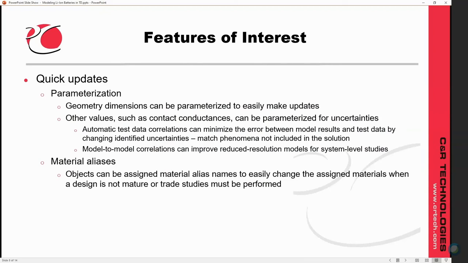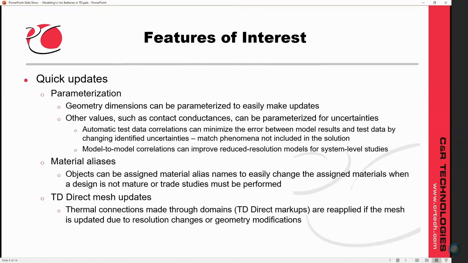Another nice feature for quick updates are material aliases. So I can go through and identify, say, the foam liner as foam liner. And then I can say foam liner means, and I can use foam glass one, or I could use styrofoam, or replace it with any material I want so that I don't have to go through and change individual objects. I simply change the reference to this material alias. So it's great when the design is not mature and things are changing rapidly, but also helps when you need to perform the trade study to determine what the best material would be.